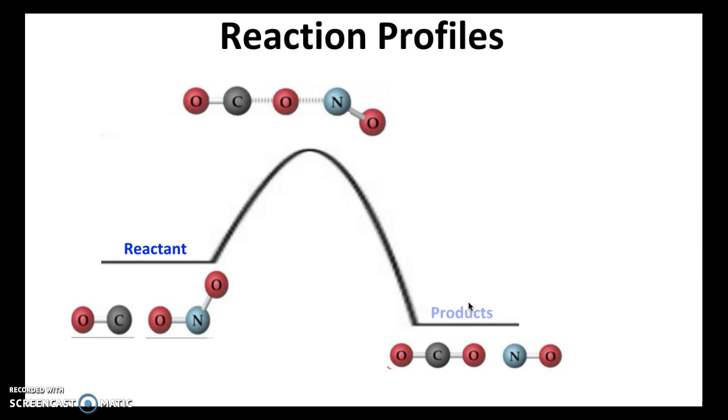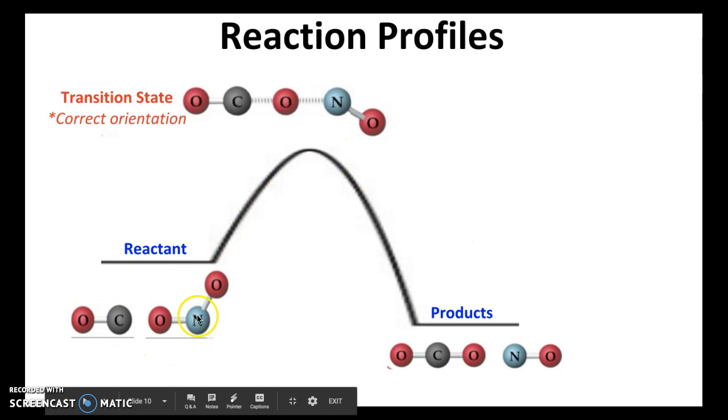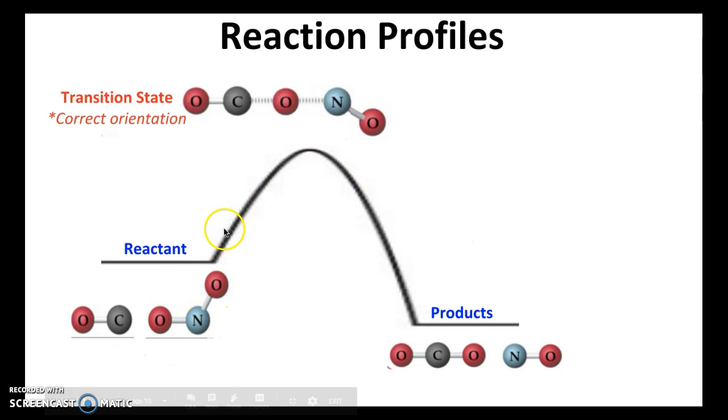We know the reactant and the product, because we've seen these before when we looked at thermodynamics. But in kinetics, the thing that we look at is the transition state. And the transition state in this reaction between carbon monoxide and nitrogen dioxide is this transition state here, where the carbon monoxide carbon is colliding with the correct orientation with the nitrogen dioxide oxygen.